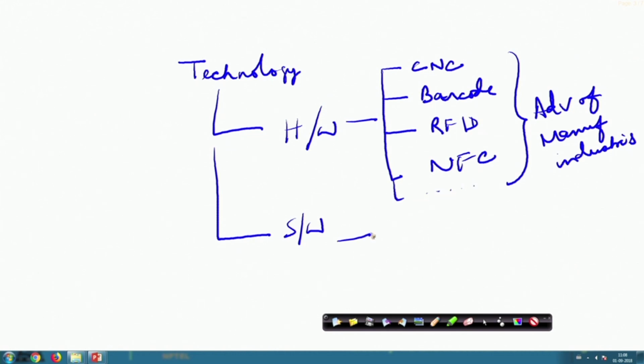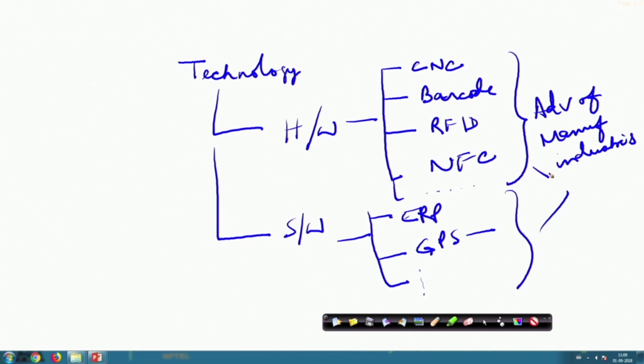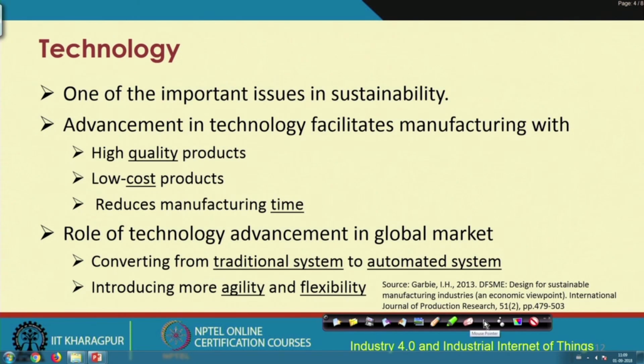In terms of software, we have technologies such as ERP, then the GPS based software technologies. GPS itself is hardware, but there are GPS based software technologies, and like this there are many other software technologies that have emerged and have contributed to the advancement of manufacturing industries. These are very important, and what we need to ensure is that all these different newer technologies should be included in order to have better sustainability.